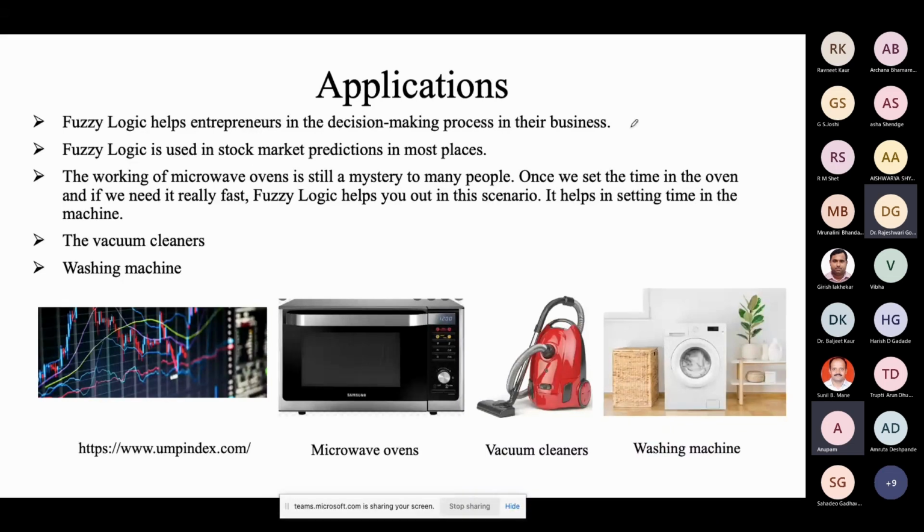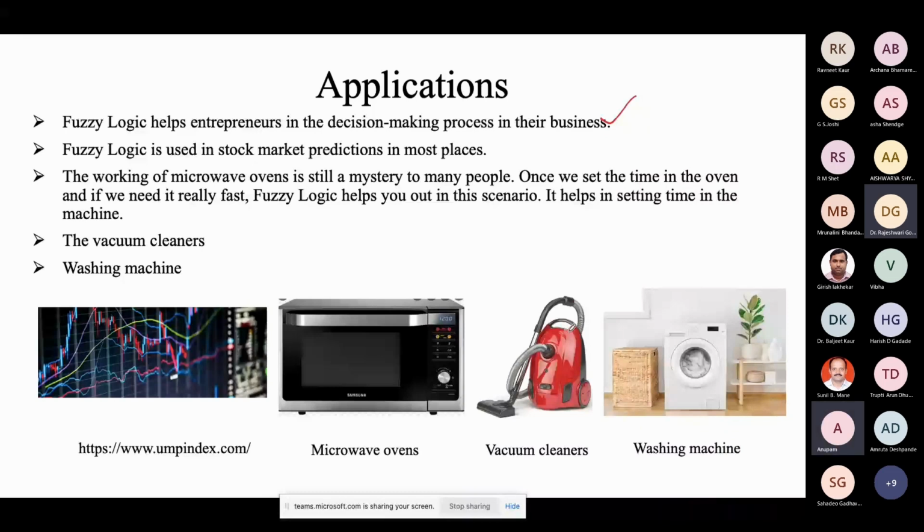Most of the time you can see that fuzzy is also used by MBA people, for stock market prediction, that may be the case. And the next one is the vacuum cleaner, which is also one kind of application. Fuzzy may help there.